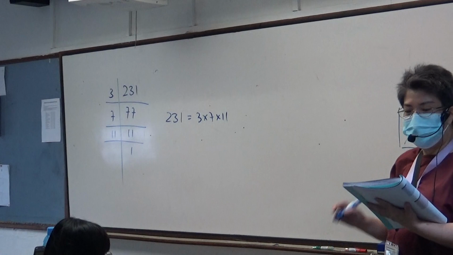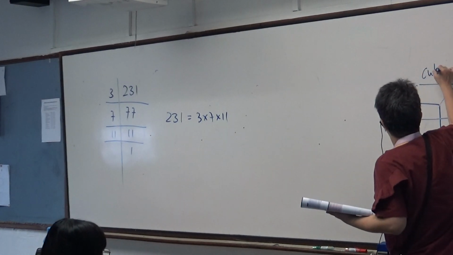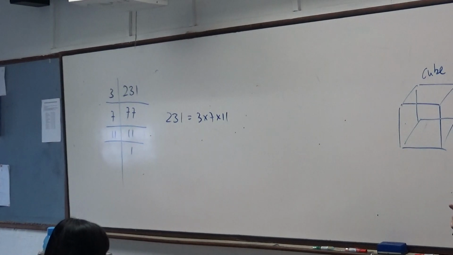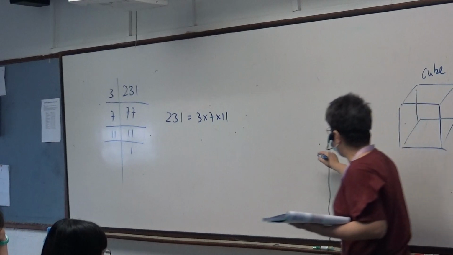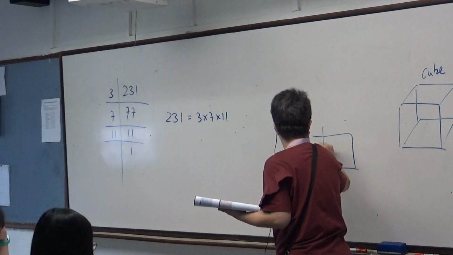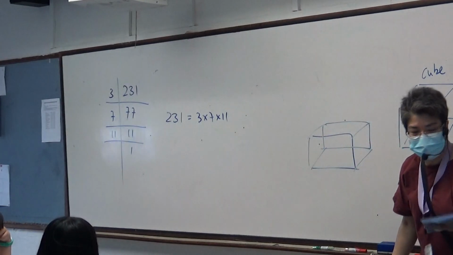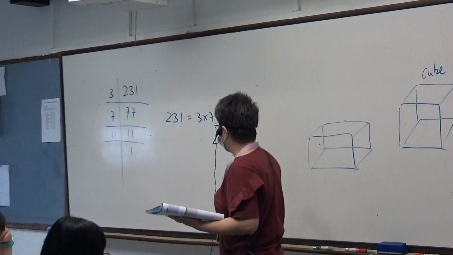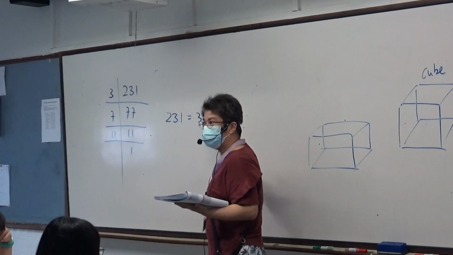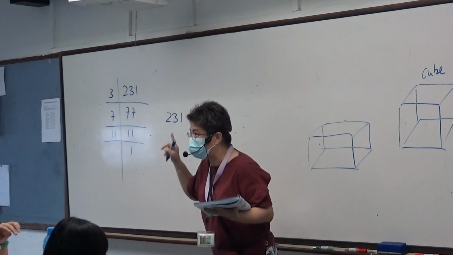Correct. Oh, I made a mistake. Cube, cuboid. I repeat. Cube is where all dimensions must be the same. What about a cuboid? Can all dimensions be the same? It may not be the same. A cuboid can be like this. Are we okay? Then they tell you, find the dimensions of the cuboid. So the dimensions of the cuboid can be 3 times 7 times 11. Do you agree? Length times breadth times height.